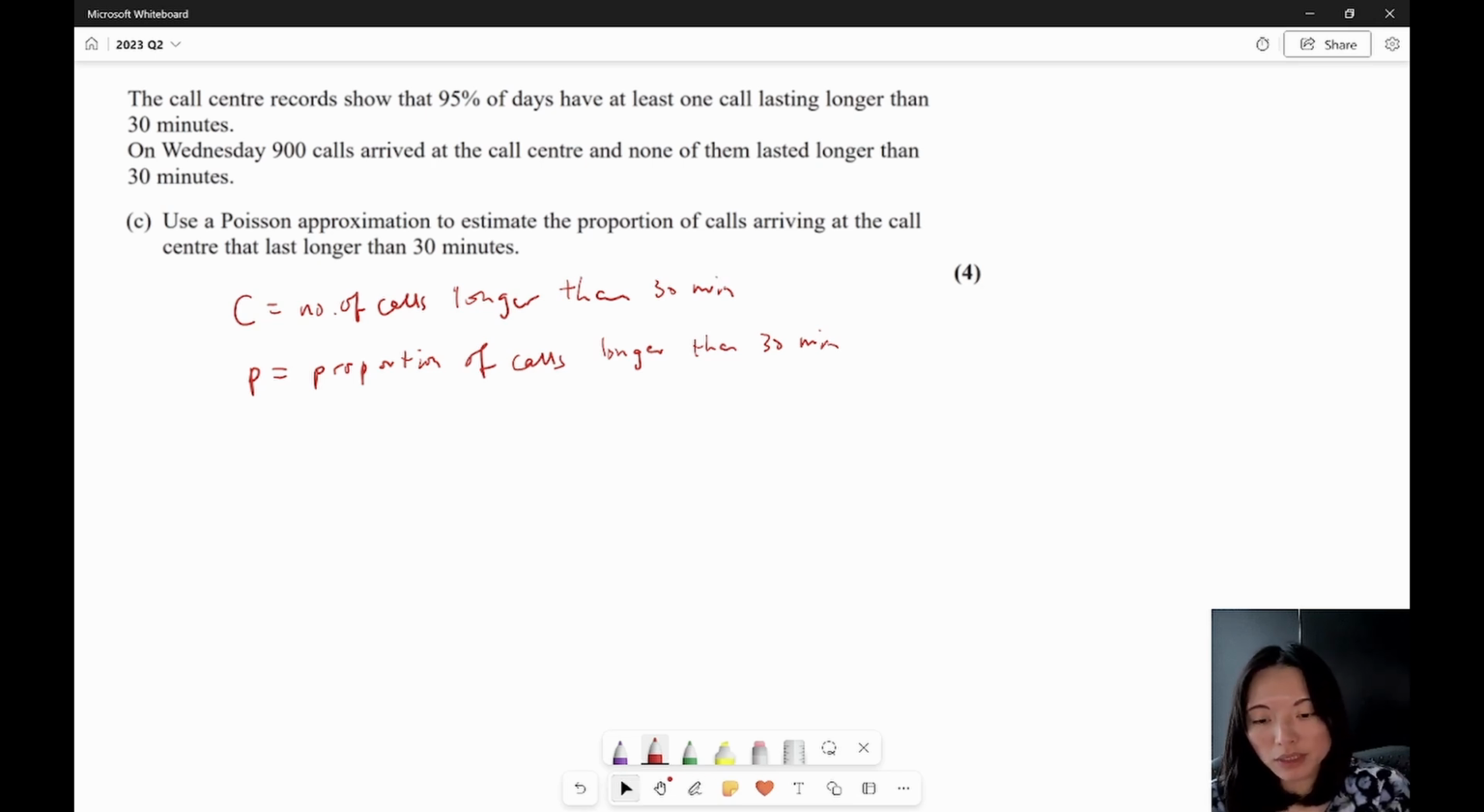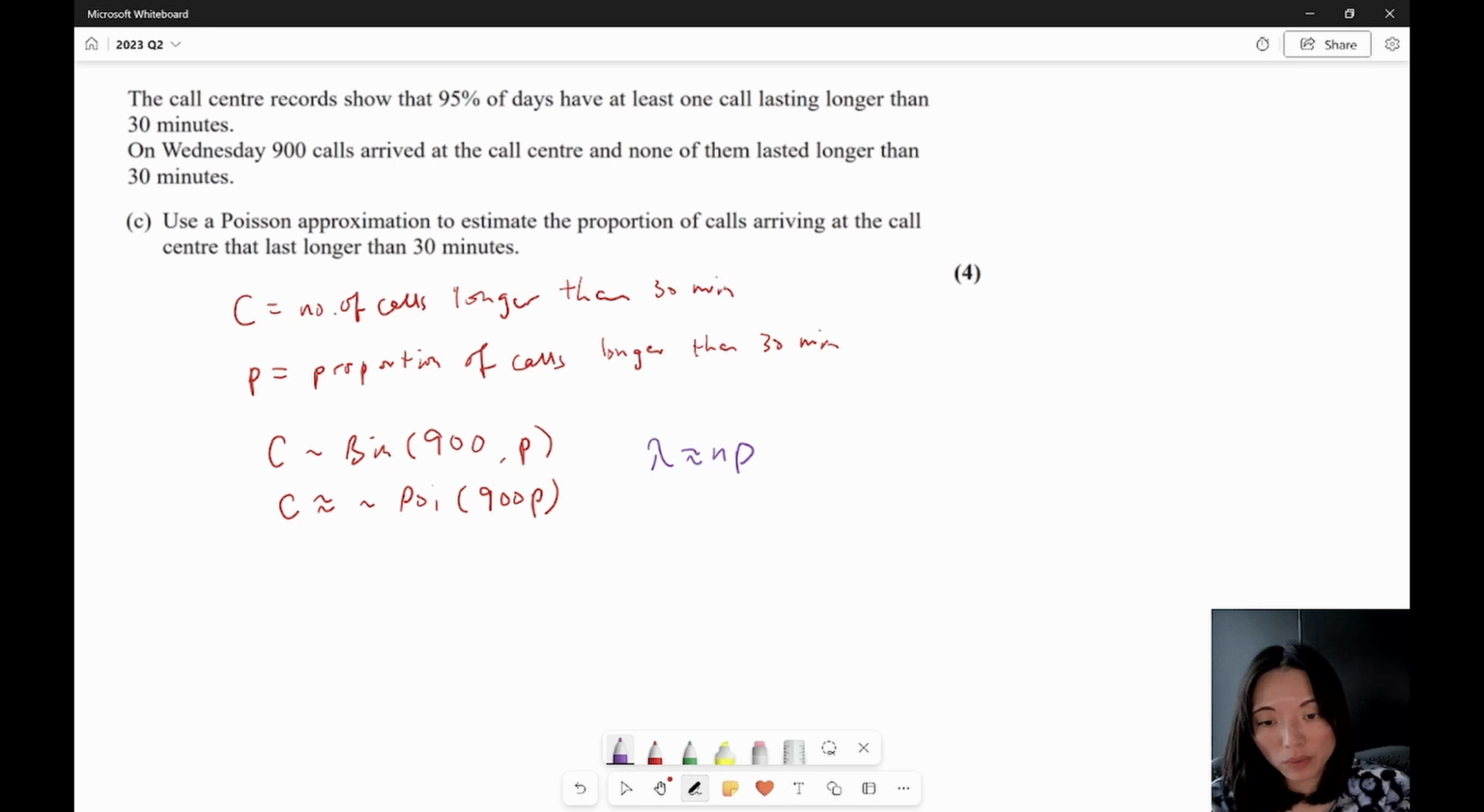What do we know about the variable C? We know that C should follow a binomial distribution because we've got number of trials, 900, and probability of success, success being the call being longer than 30 minutes. The question is asking us to use an approximation because the number of trials is quite big. So we can approximate that to a Poisson distribution with parameter 900 times P, because we can approximate lambda to be broadly n times P. Okay? So let's see what the question is telling us.